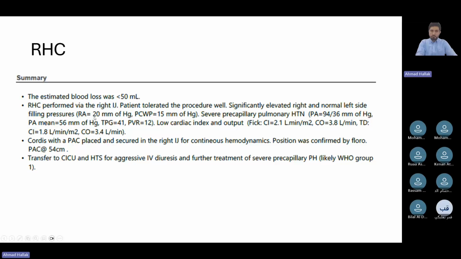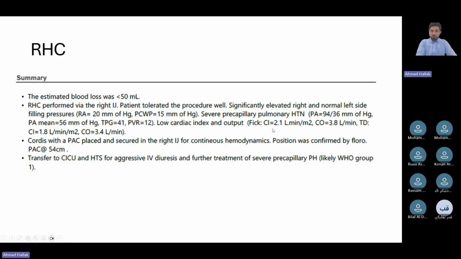So RA was 20, and the wedge pressure was 15. So this is, by definition, precapillary pulmonary hypertension. So you have elevated PA pressures, but normal wedge pressures, and elevated mean pressures, and the transpulmonary gradient was 41, and the pulmonary vascular resistance was 12.